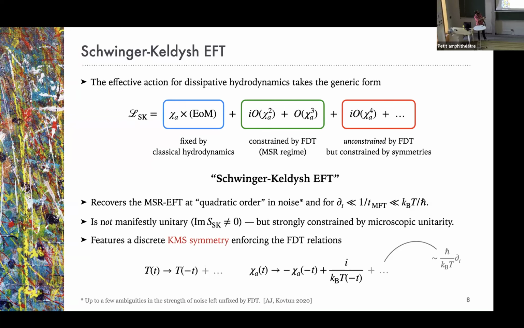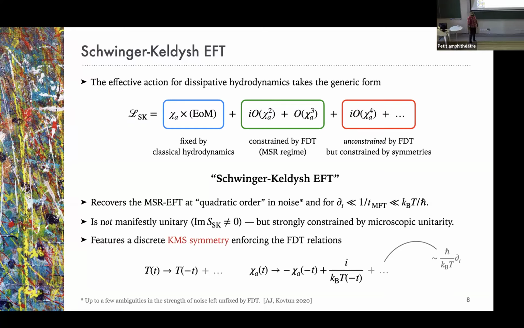It will reduce to the MSR, the Martin-Siggia-Rose EFT that we discussed on the previous slide, in a certain regime. In particular, if you truncate your theory to quadratic order in noise, up to some caveats, and if you look at fluctuations that are much, much smaller than the quantum scale. So there's a quantum scale, which is T over h bar. You remember in the fluctuation dissipation theorem, I did an expansion in h bar. If you work within that regime, you will find that this effective field theory boils down to what people have been doing for over 50 years. But in general, this will have a more complicated structure.